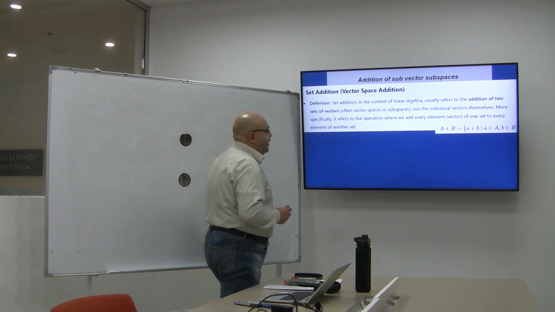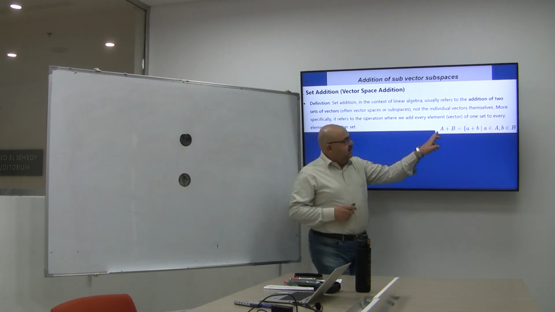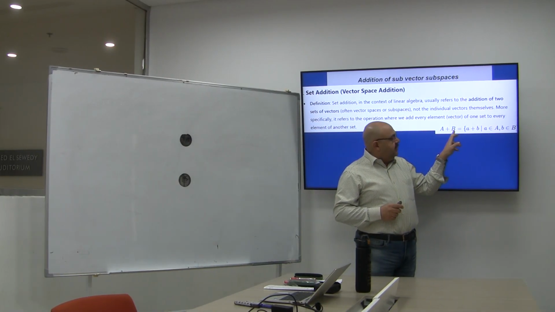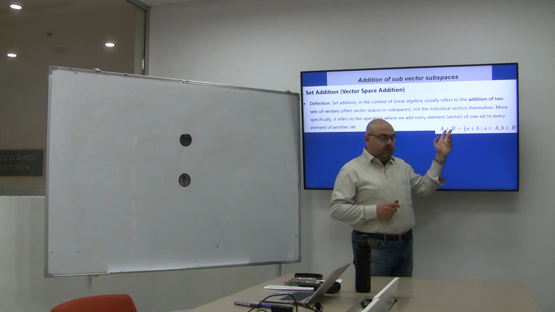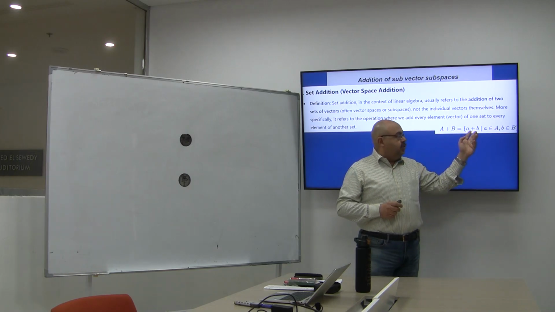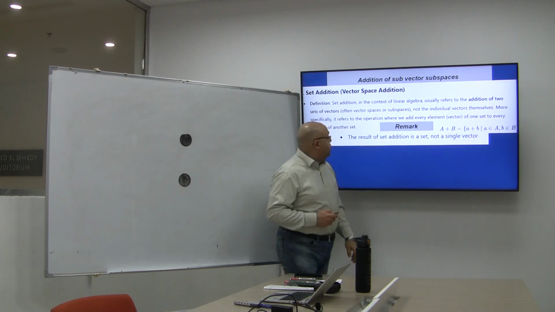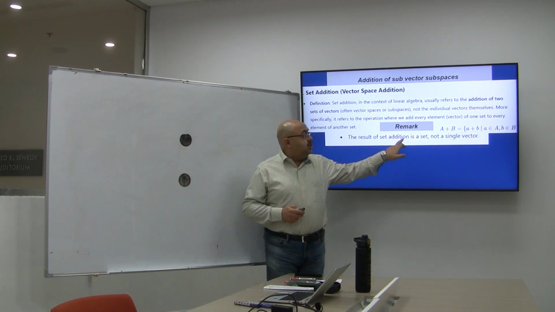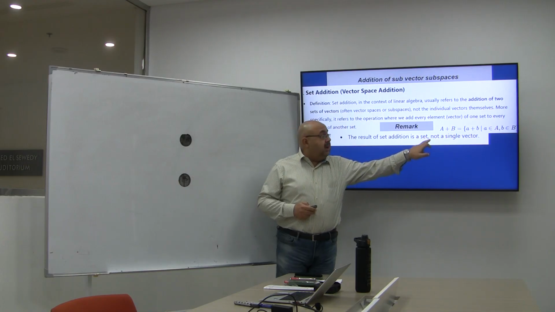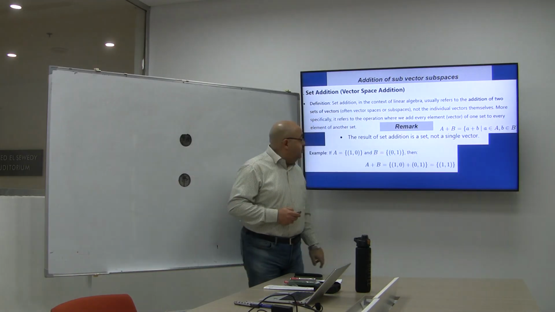For example, if I have A plus B, where this is a subvector space and that is a subvector space, and you are getting the addition of both of them, the elements forming both of them will be added together, where a belongs to A and b belongs to B. The result of set addition is a new set, not a single vector. It is going to be a new set.